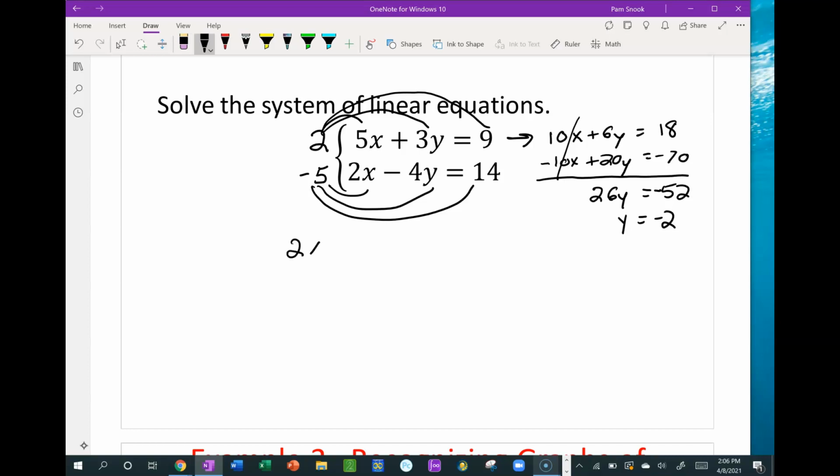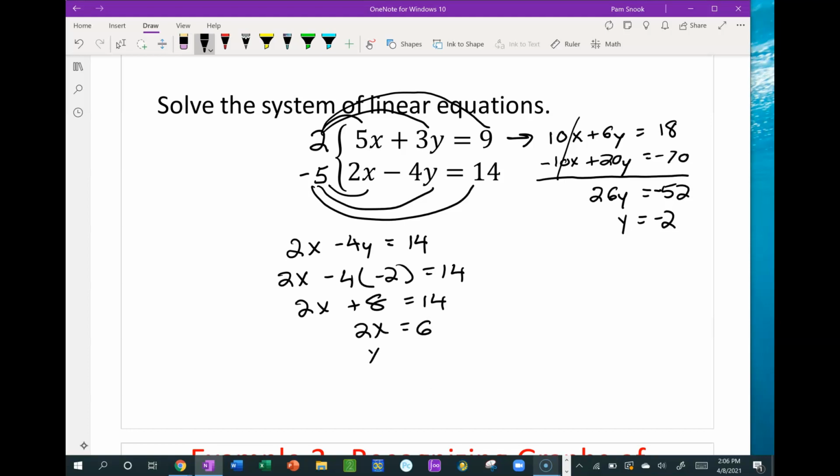So I'm going to use 2x minus 4y equals 14. I'm going to plug in that y that I got. So 2x minus 4 times the negative 2 equals 14. So 2x plus 8 equals 14. Now subtract that 8 from both sides. 2x equals 6, so x equals 3. So my final answer for this one is 3, negative 2.